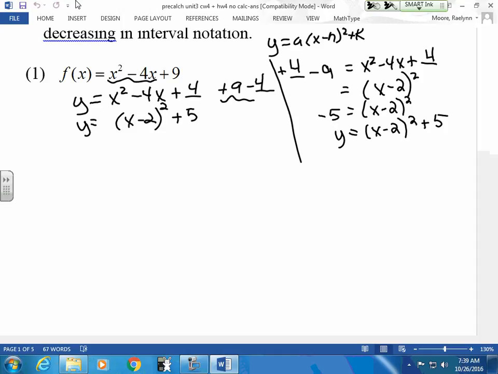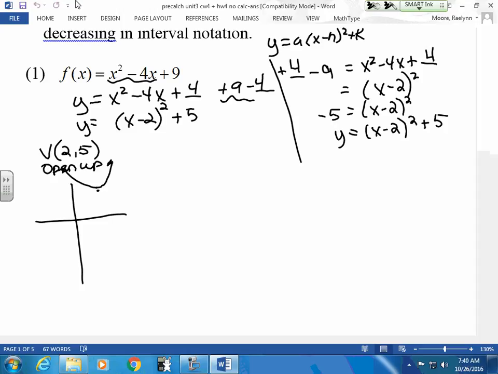Let's talk about this. What's our vertex? 2, 5. Which way is it going to open? It's going to open up. So my sketch is going to say 2, 5. And it's going to open up. Do I have real roots? No? I'm going to have imaginary roots on this. All we have to do is just say no real roots. So now, let's talk about the rest of this. This is my sketch. A lot of you don't sketch. Make sure you give me a sketch.